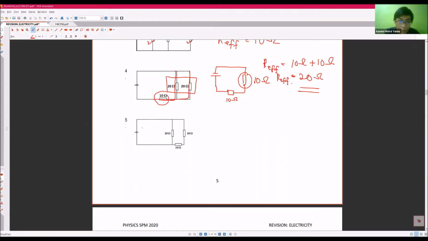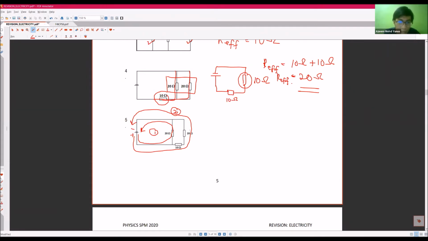So let's draw our path first. So plus minus, the current will flow from positive to negative. So it will go to this loop here first, and then the current will also flow through the second loop here. So when we do that, we immediately recognize that in the first loop, we don't cross the 10 ohm resistor. So the 10 ohm resistor does not have any relationship with the 20 ohm resistor here.